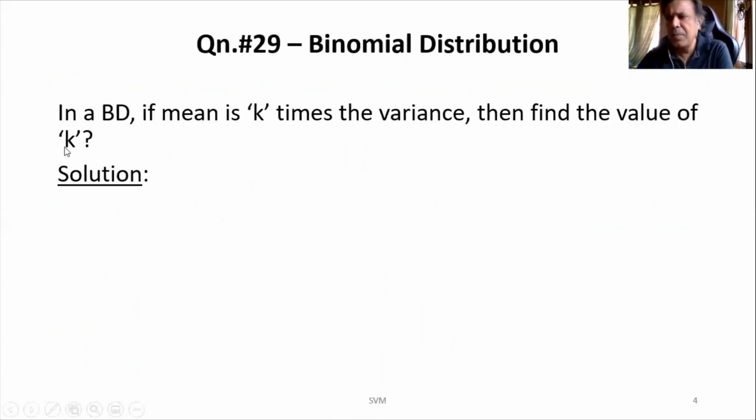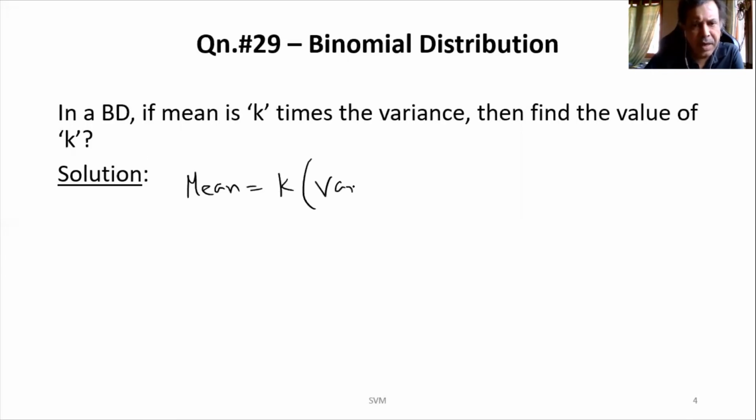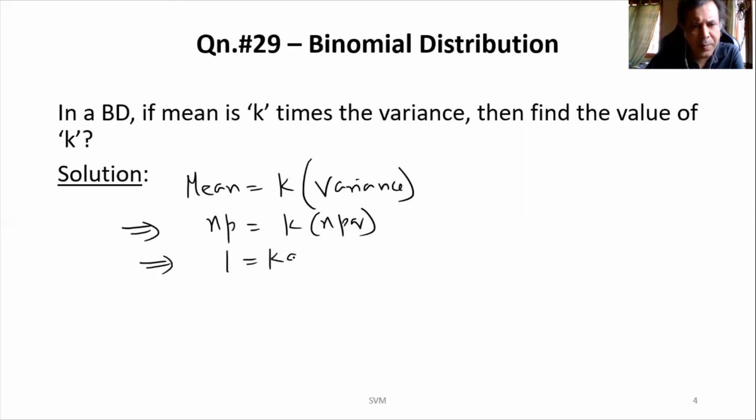In a binomial distribution, if the mean is k times the variance, we know the mean of a binomial distribution is n into p. The variance, we know, is n into p into q. So I can divide both sides by n into p to get 1 equal to k times q, which means our q will be 1 by k.